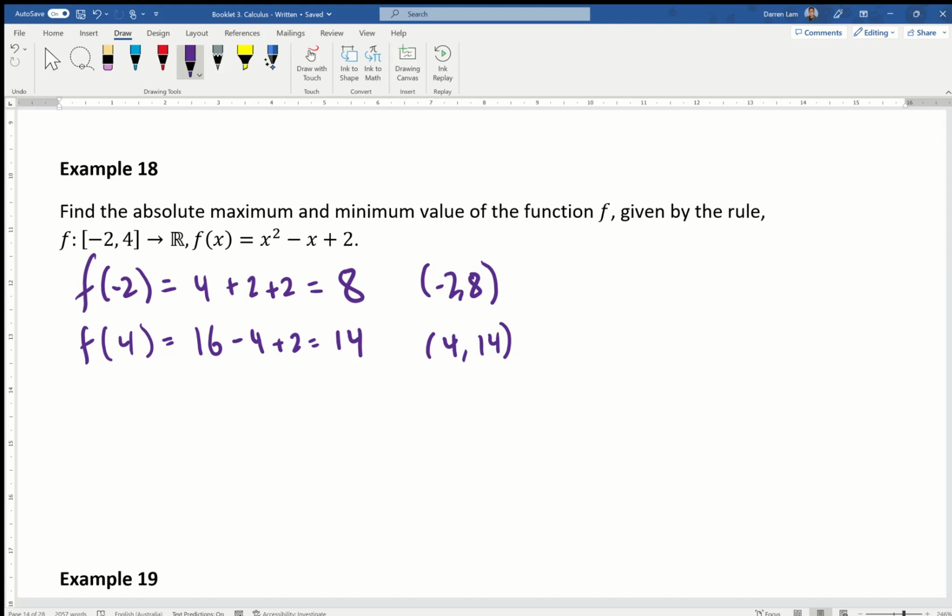Let's find our x-intercepts, right? X-intercepts, that's x squared minus x plus 2 equals 0. Let y equal 0, right? Cross method doesn't really work here. I'm just going to complete the square, and I get (x minus a half) squared minus a quarter plus 2 equals 0. I'm not going to bother continuing this process.